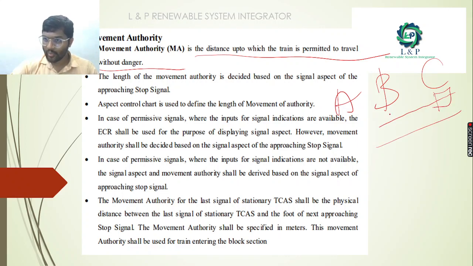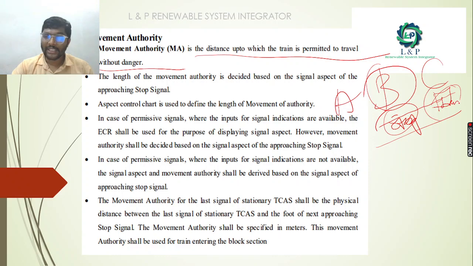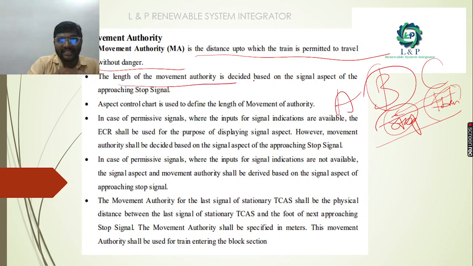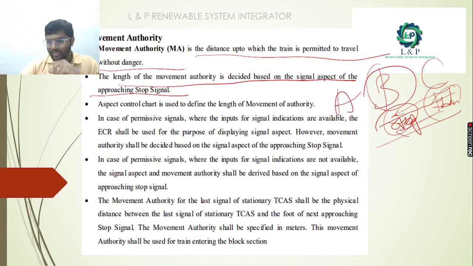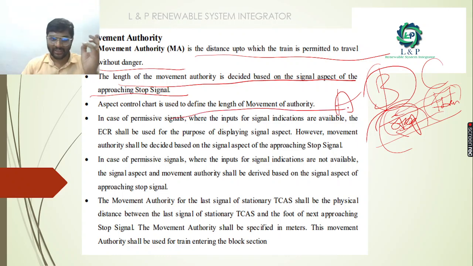Consider this train should stop at station B, because that is the movement authority which is being given to the train. The train is permitted to travel from C to B without causing any damage. If it exceeds beyond it, it is a danger. Most importantly, the length of the movement authority is decided based on the signal, the stop signal being approached. When the train is approaching the stop signal, we will be able to identify the length of the movement authority, and we also have a control chart to define the length of the movement authority.